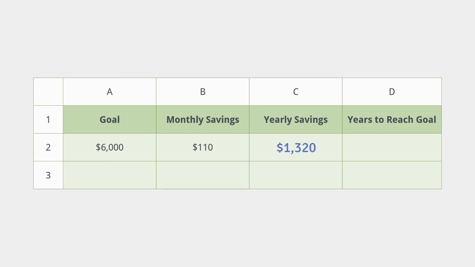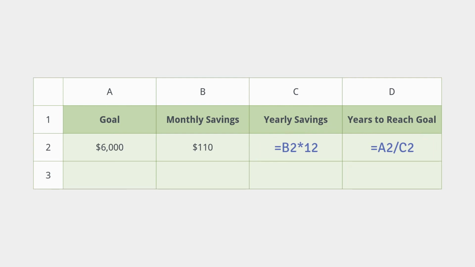All we have to do is create a second formula that divides our goal by the amount that we'll be saving each year. Before we continue, notice how we've really thought this through. Instead of writing one big formula, we wrote 2 smaller formulas, and that makes the problem much easier to handle.